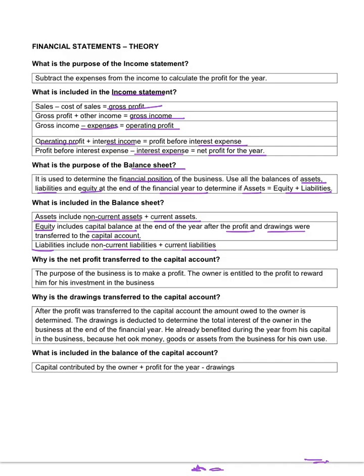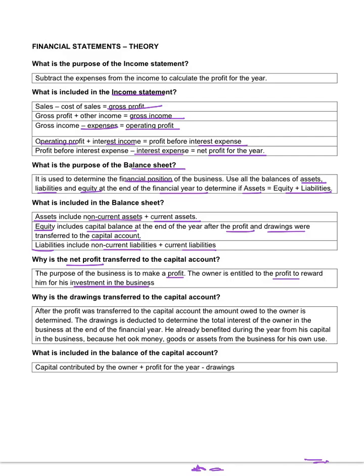Why is the profit transferred to the capital account? The purpose of the business is to make a profit. The owner gave the capital to the business, so he's entitled to this profit as a reward for the investment that he made in the business.